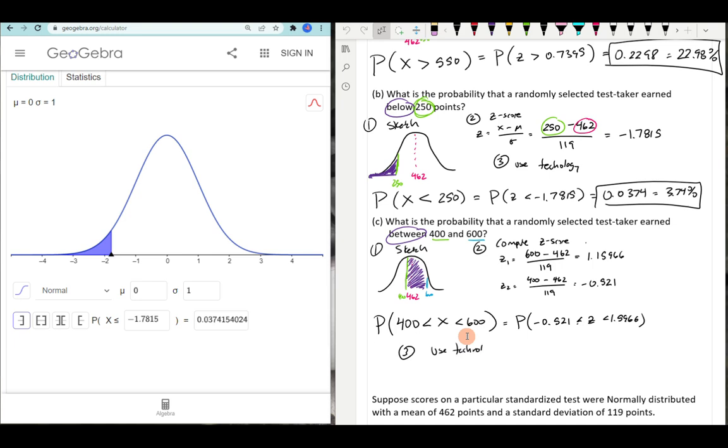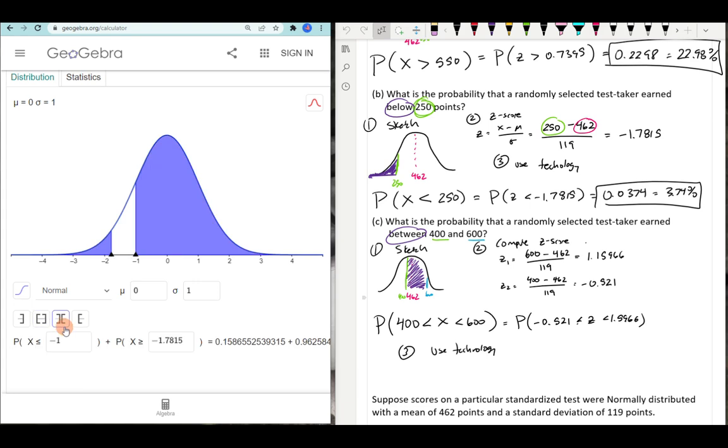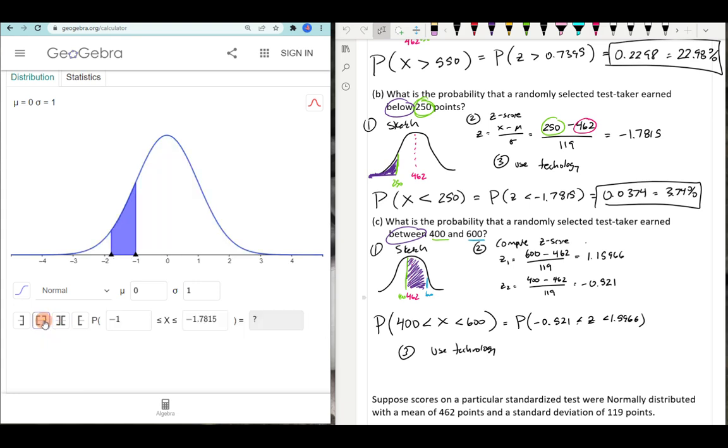Specifically, I'm going to use GeoGebra. I am interested in the between situation, so I need to select the between. Make sure you don't select the outside. I want the shaded area to be between two z-scores, and then I am going to use these two boxes to type in the z-scores that I found. The lower one is negative 0.521. The upper z-score is 1.15966, and there we go.